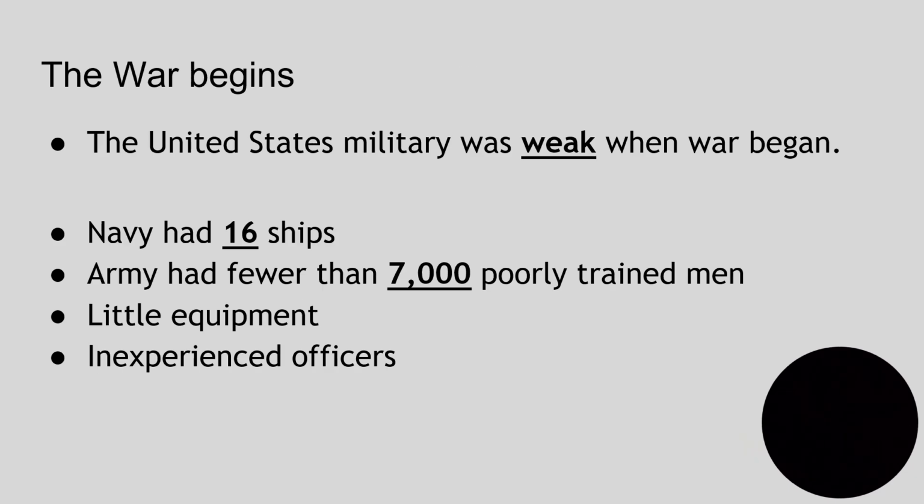The war begins. The United States military was pretty weak when the war began. We only had 16 ships. Our army had fewer than 7,000 poorly trained men. We had very little equipment, very little firearms, very little ammunition. And the biggest problem was the majority of our officers were extremely inexperienced.